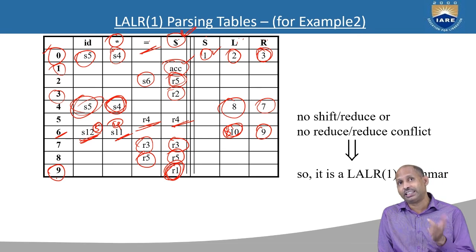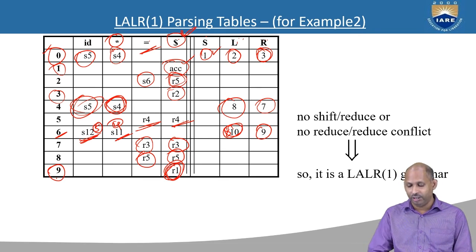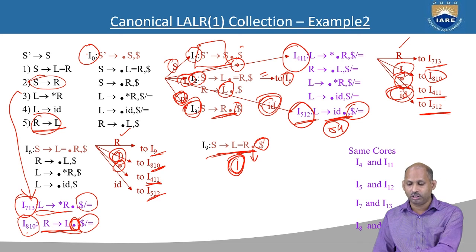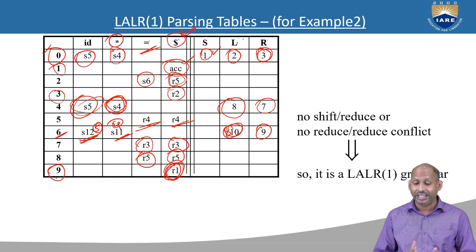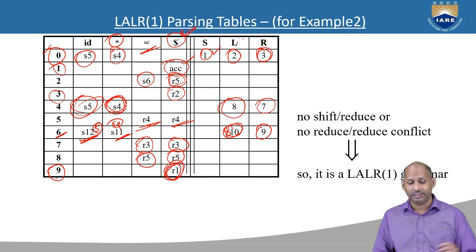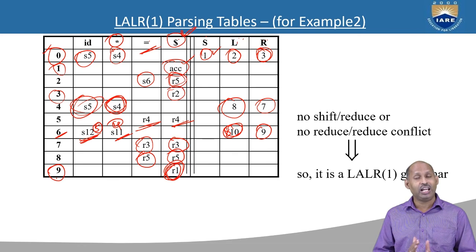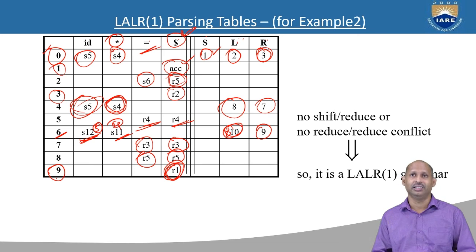So if we consider the canonical LR table, there will be 13 states, up to 13 states. But in the LALR parsing table, it has only 9 states. So LALR will have fewer states than canonical LR.